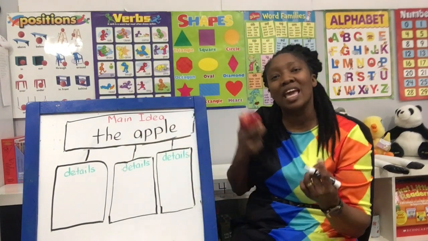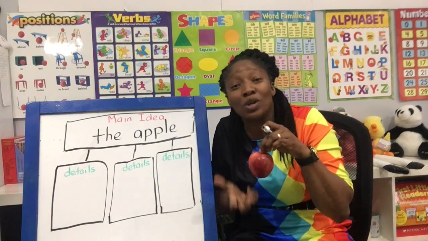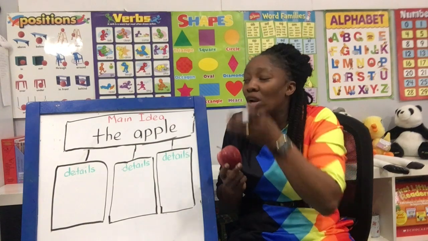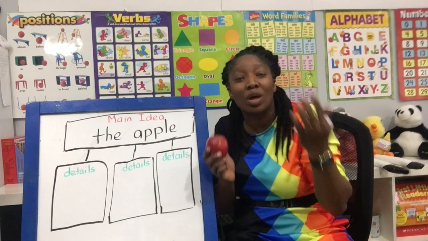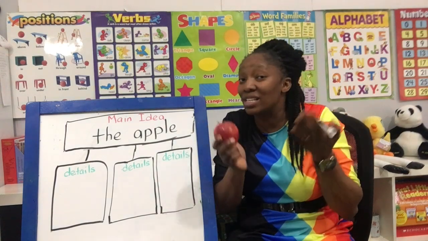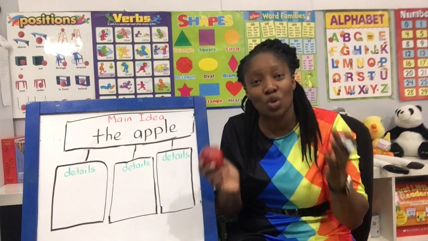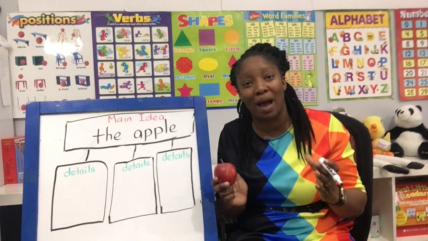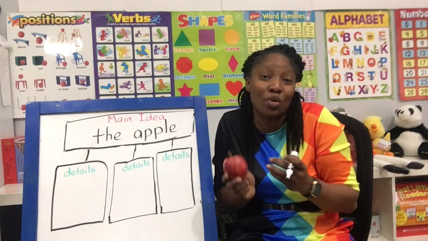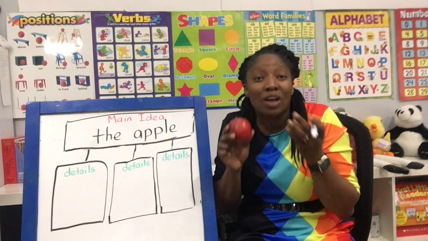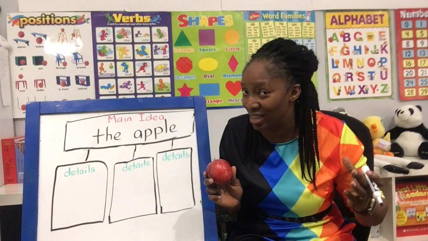Now, what are some of the things that I told you about my apple? Yes, I said it was red. Now remember, all of those things that I said have to do with my apple. The main idea is what the story or the text is mostly about. So what is the main idea? It is what the story or the text is mostly about. Right now, my little story I told you about my apple is all about an apple.